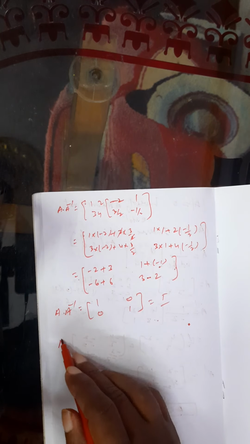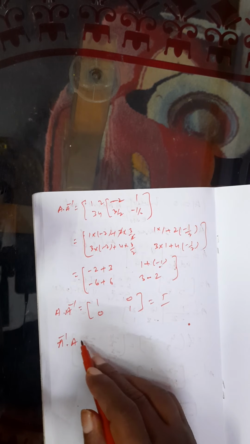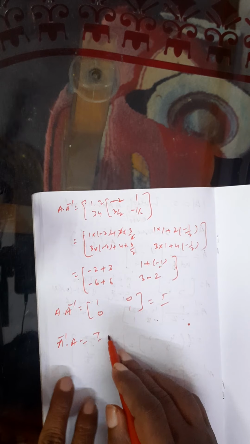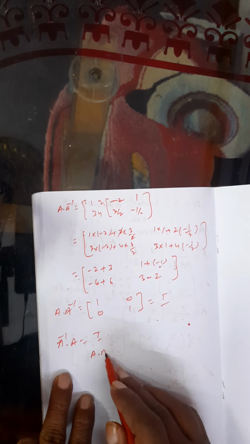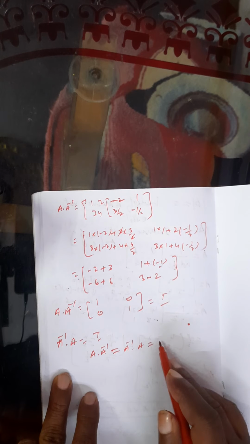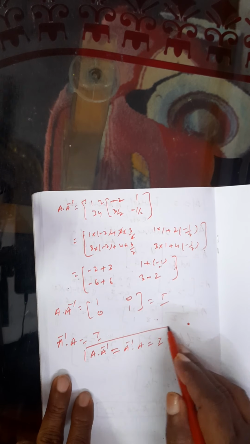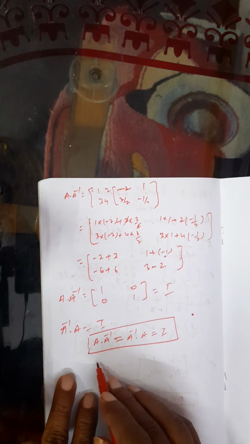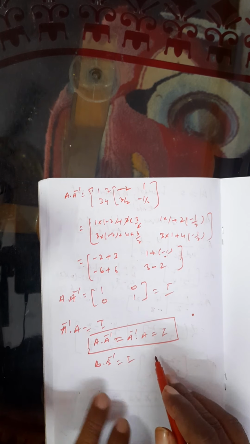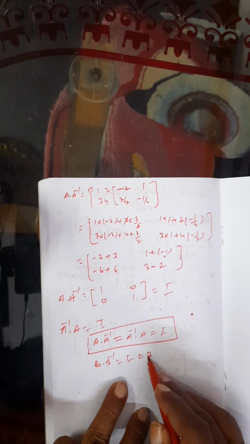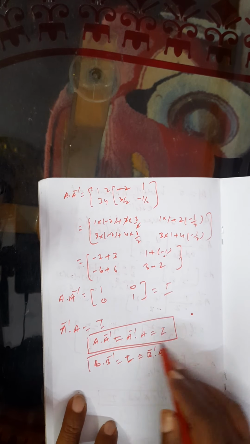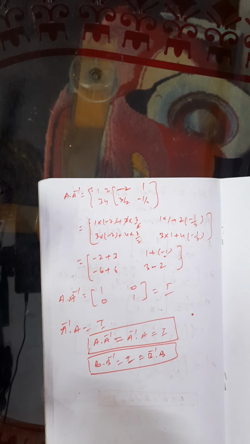Similarly, if you multiply with A inverse first and then A, we will get the same thing. This is also I. So we can write that A inverse into A, or A into A inverse, again we will get the identity matrix. Okay. So you will get B into B inverse, what? You have to write I, or B inverse into B is what? Again I. So like this we will get it.